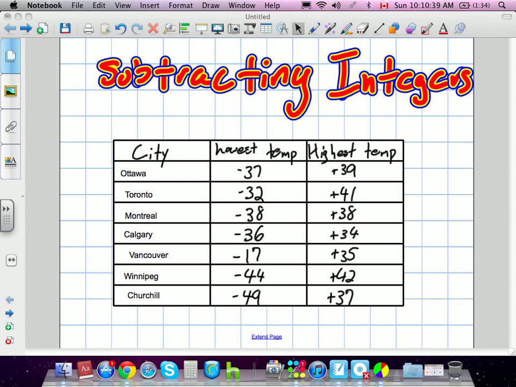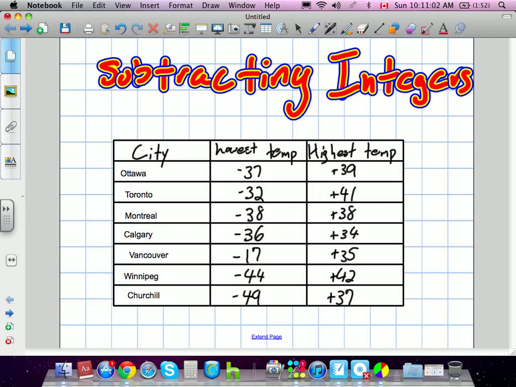Okay, so we're going to go over subtracting integers. We have this chart here with many different Canadian cities and their lowest and highest temperatures. One of the first questions asks, what are the lowest and highest temperatures? Those are important because we're going to make a number line, and they tell us how low and how high the number line has to go.